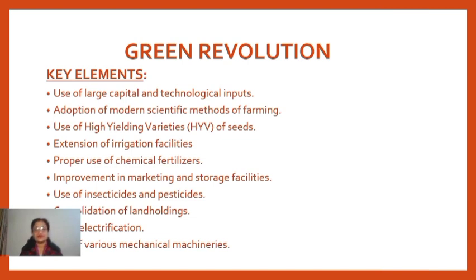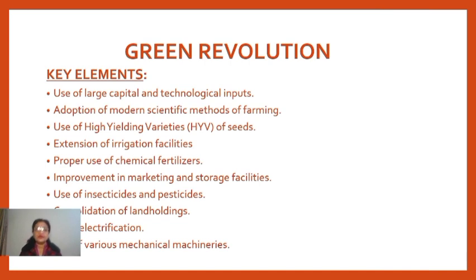Then, extension of irrigation facilities. For these seeds, it was found that irrigation facilities should be available in those areas wherever these seeds are being used or this Green Revolution has been introduced. We need to make sure that irrigation is available, because we cannot rely totally on rainfall. Rainfall from the monsoons is totally unpredictable, so we should have some support regarding irrigation. If you check, you will find that during that period a number of tube wells were dug and canals were built in those areas.